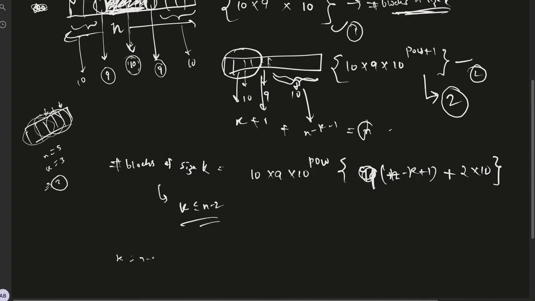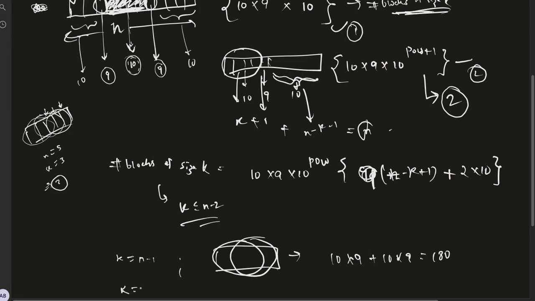For k equal to n minus 1, again we have two options, either this or this, and the answer would be 10 into 9 plus 10 into 9, that is 180. For k equal to n, we have just one option, so just 10 options. So 10, 180, and then the answer would be reported as these.